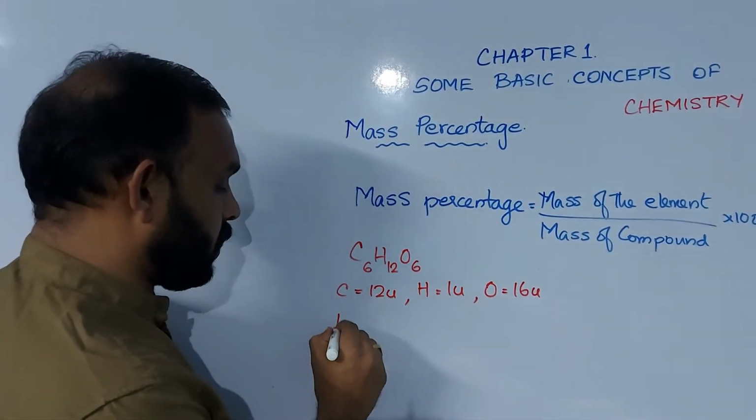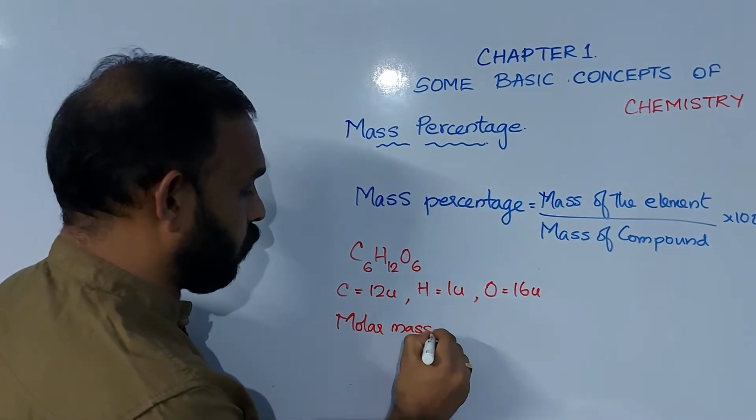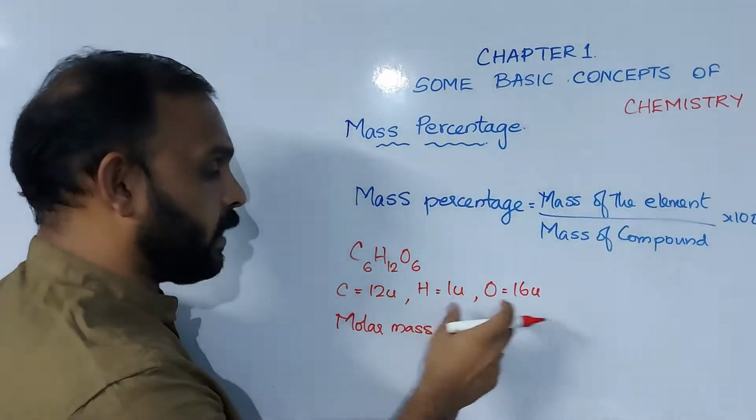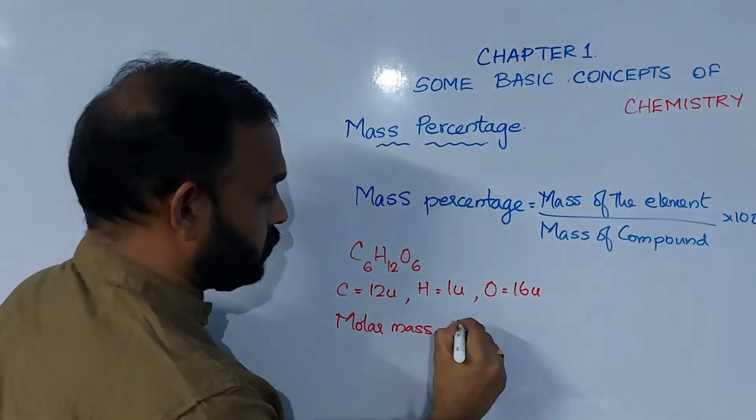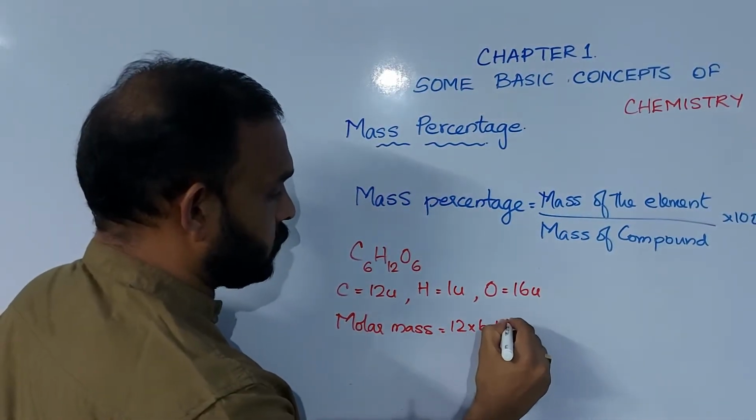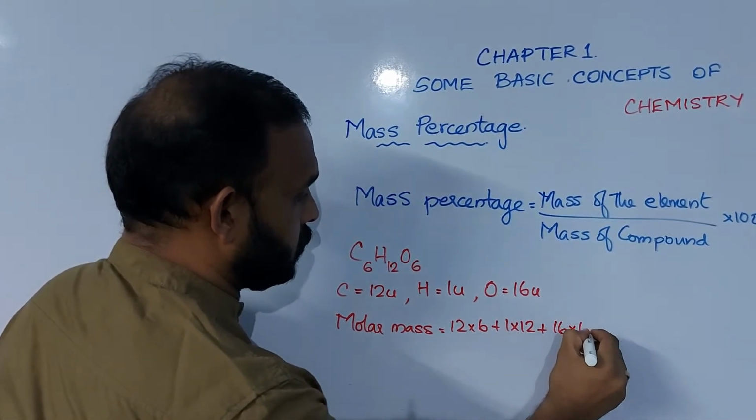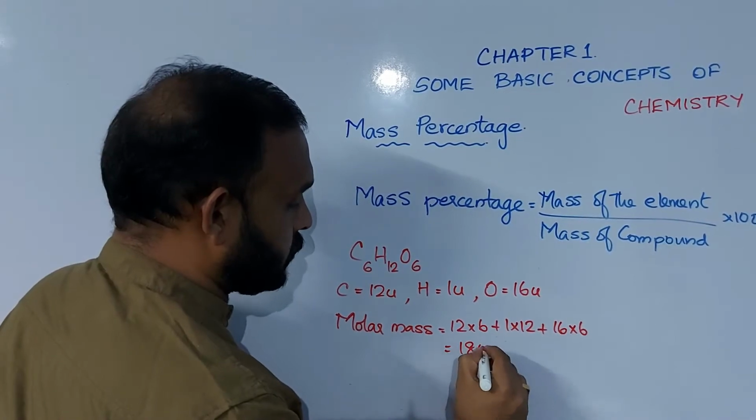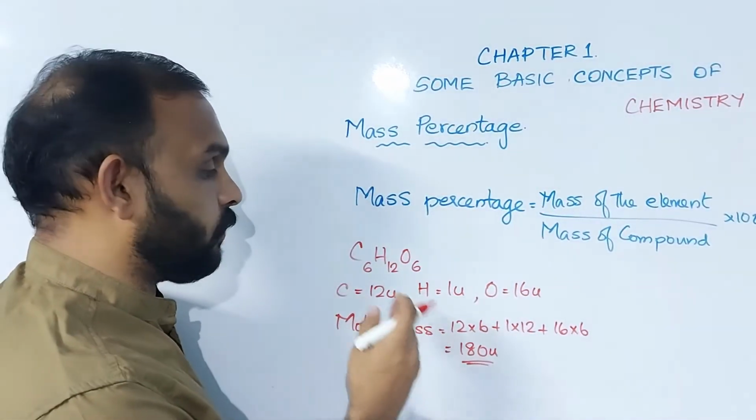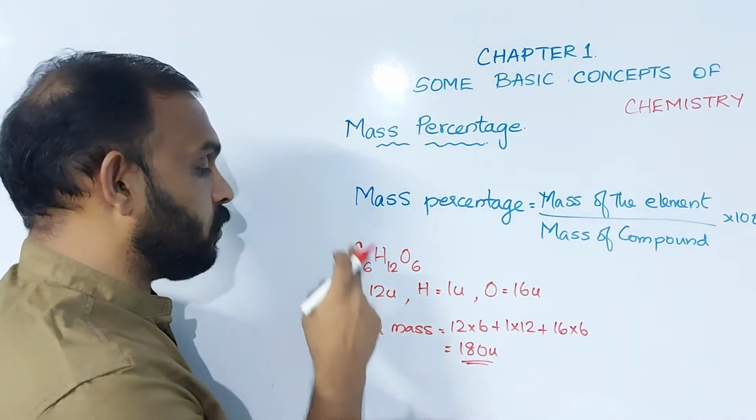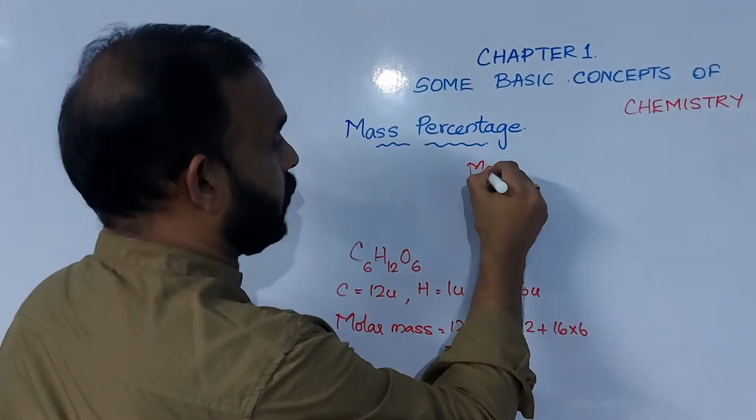So its molar mass can be calculated as the sum of the atomic masses of all elements present in this chemical formula. So we can write it as 12 into 6 plus 1 into 12 plus 16 into 6. Altogether we will get it as 180 u. Now we will start finding out the mass percentage of carbon, hydrogen and oxygen.